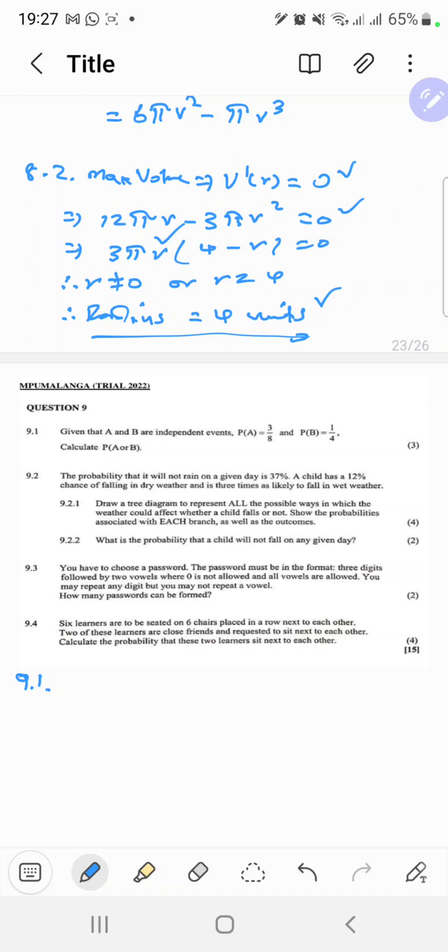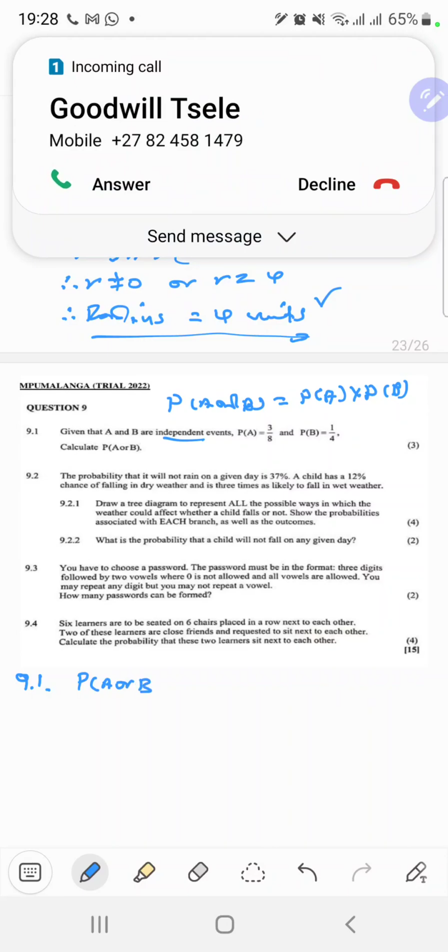9.1 says it is given that A and B are independent events. Of course, probabilities. Once you hear independent events, it means the probability of A and B is equal to the product of those individual probabilities. So using the product rule, once they say independent, it means P of A and B is P of A multiplied by P of B. So that is what independent events mean. Then it says calculate the probability of A or B. So we're going to use the addition rule here, P of A or B.